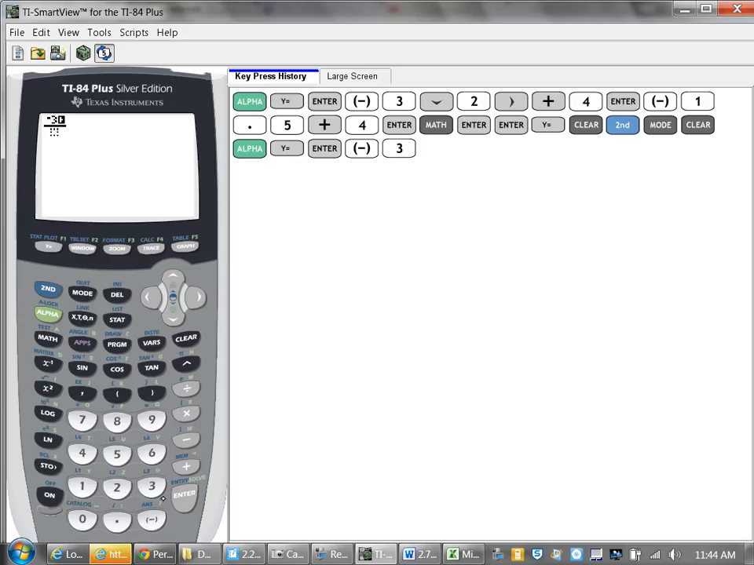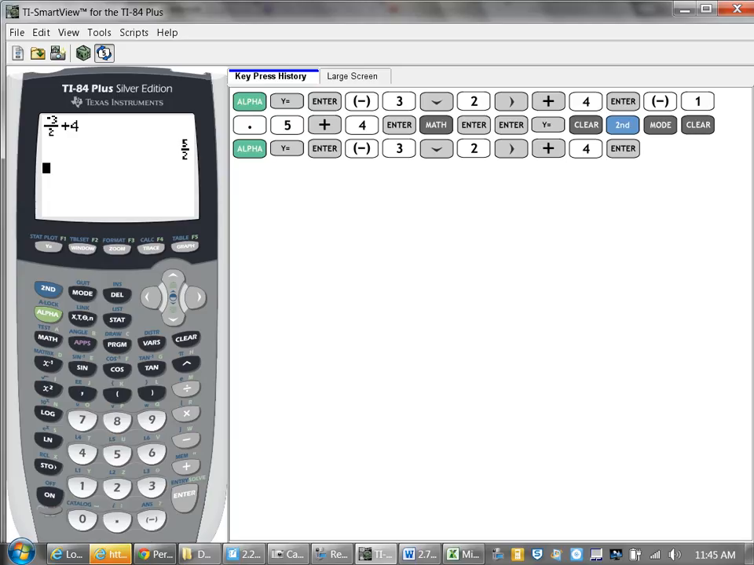Was it -3 over 2? Then you just hit the button to the right to get out of the denominator. And I think we had to add 4? If you add 4 to it when it's already written as a fraction, it's going to spit out a fractional answer, because you told it that you're inputting a fraction, so it's going to export a fraction.